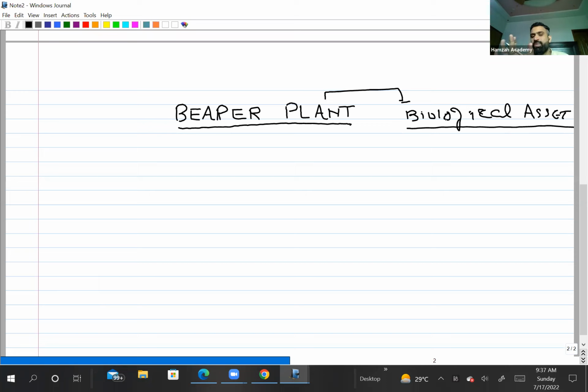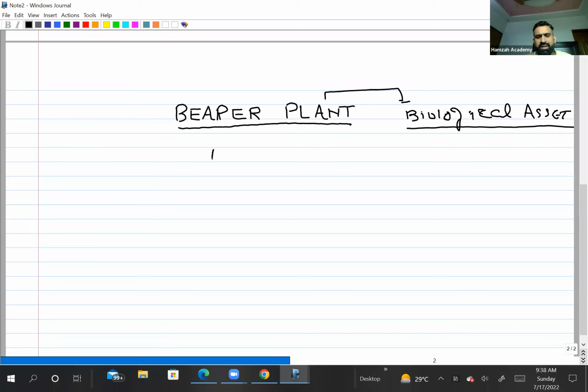Those are non-bearer. But a tree of a mango, a tree of an apple, apricot, a tree of a peach, these are bearer plants, because they will continue to give us the production over the number of years. A tree of an apple can give us a production continuously over the number of years. So these are known as bearer plant.